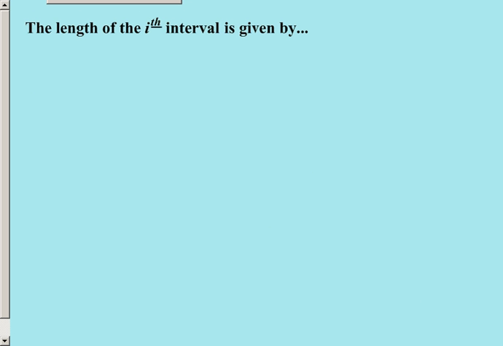Now the length, or I should say the width technically, of the ith subinterval is given by delta x sub i.